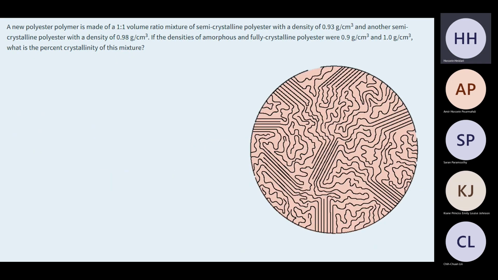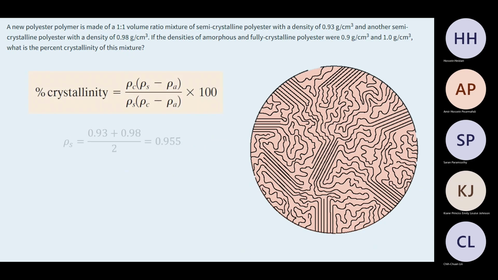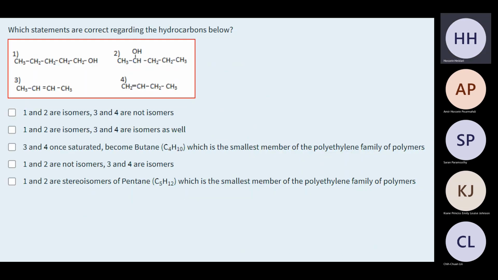Now let's see what we've got here. This one's asking you about these isomers. The first two, 1 and 2, are they isomers? Yeah, 1 and 2 are. How do we figure out whether they're isomers or not? We just count the number of atoms. In this case, we've got the same number of carbons, the same number of hydrogens, and 1 oxygen. So those are isomers.